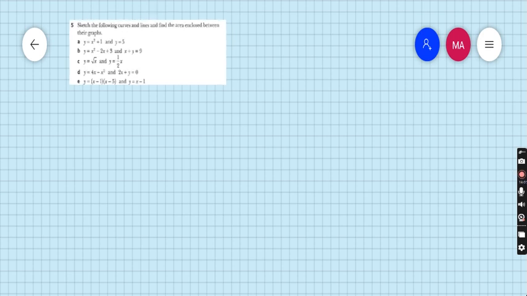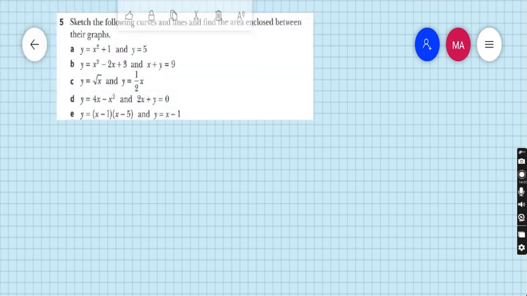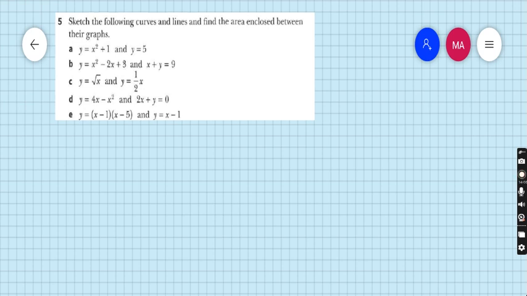Part E is y equals x minus 1, x minus 5, and y equals x minus 1. Again, we have to put the value of y equals x minus 1 in the equation of the curve.